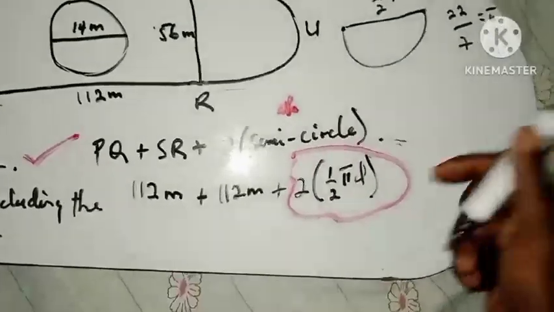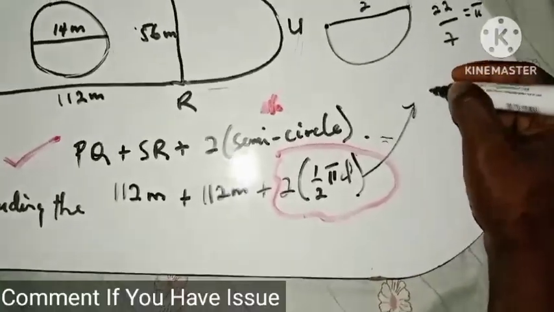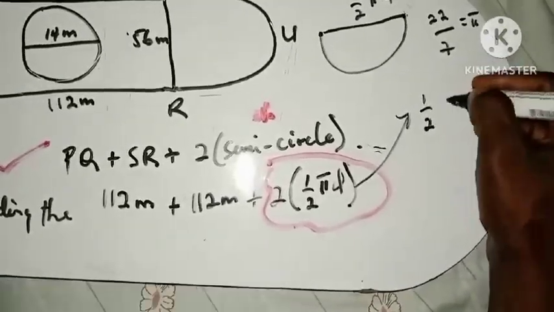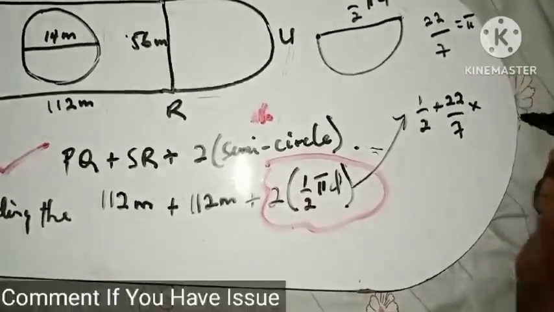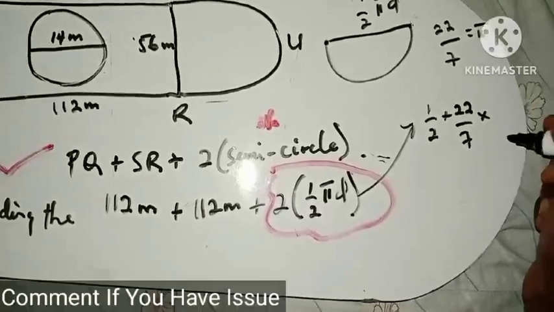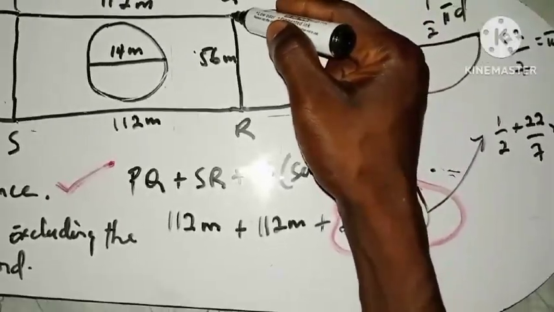So solving this one here, this guy here, that's going to be this guy, the one in the bracket, right? So that's going to be 1 on 2 multiplied by 22 on 7, and then multiply by the d. Where is the d coming from? So our d here is going to be this dimension here.